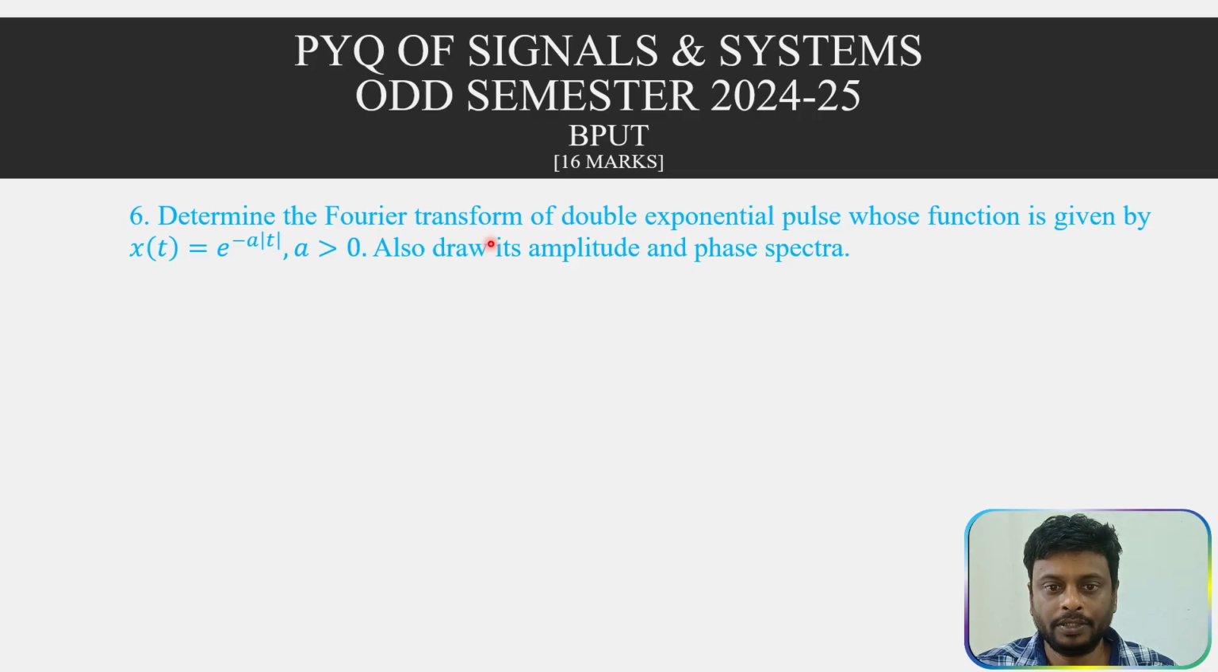Determine the Fourier transform of the double exponential pulse function which is given by x of t equal to e to the power minus a mod t, where a is greater than 0. Also draw its amplitude and phase spectra. This is the 16 mark question.